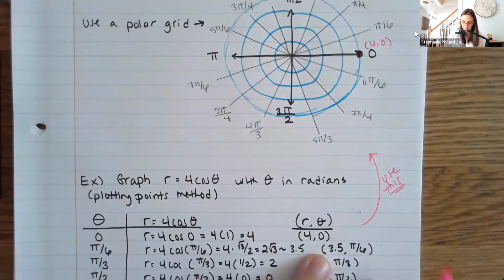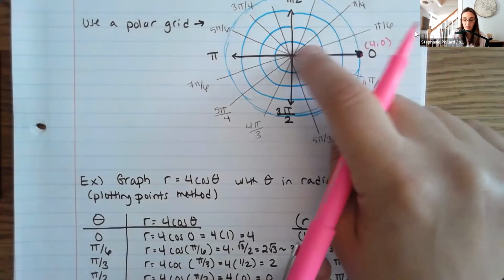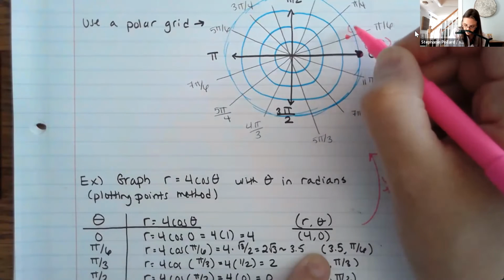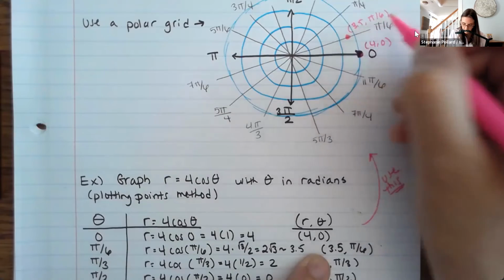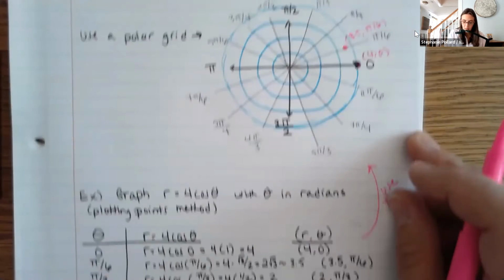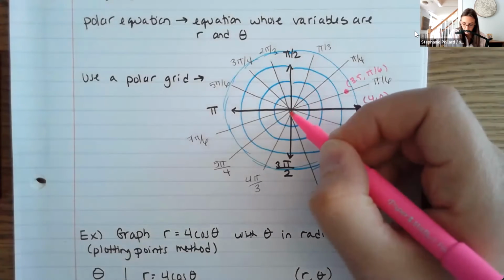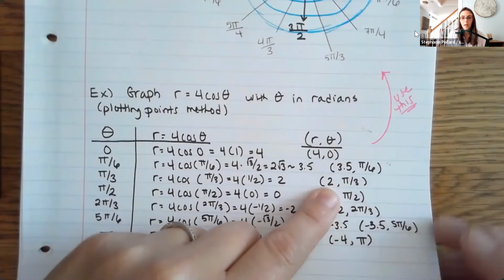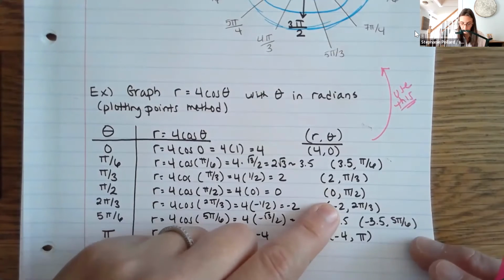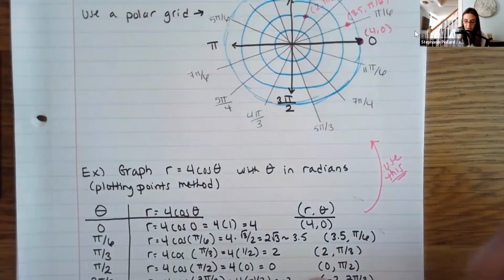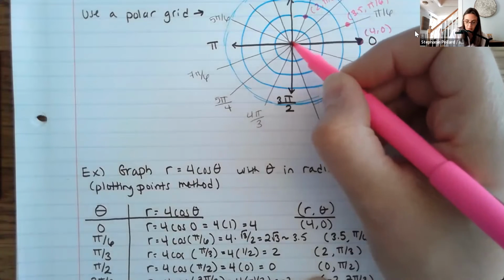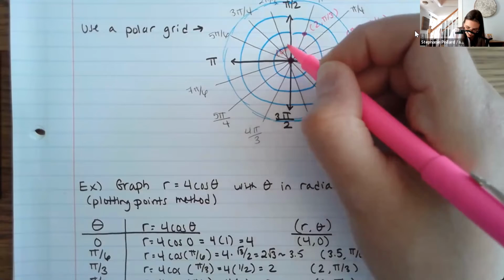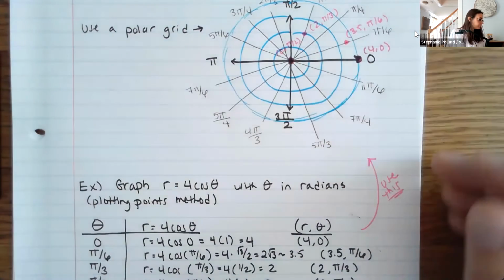All right, so my next point is 3.5, pi over 6. So here's my pi over 6 angle. I'm going out 3.5. So 1, 2, 3.5. And then I have 2, pi over 3. So here's my pi over 3, and I'm going up 2, 1, 2. And then I'm looking at 0, pi over 2. So if my value is 0 here, it's going to be right on that origin at the center. Just kind of try to draw that in there a little bit.